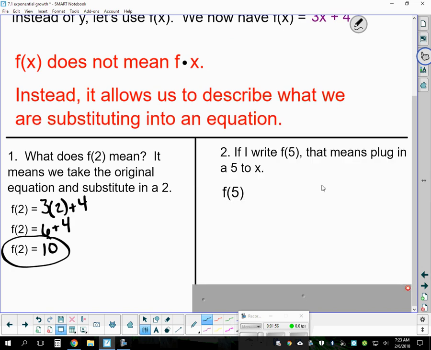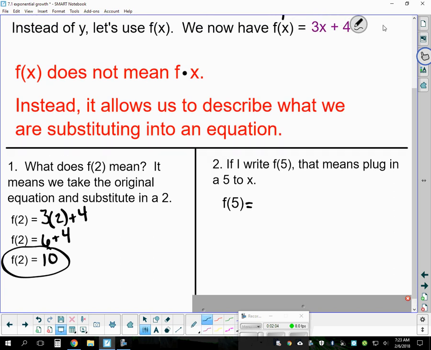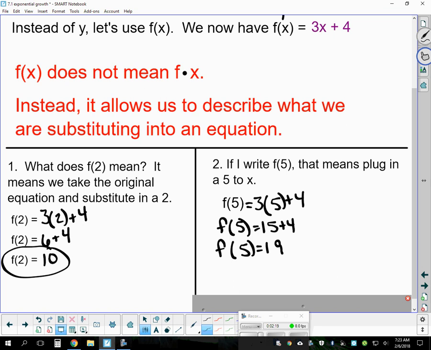If I write f of 5, that means plug in a 5 to the x. So I had my equation, my function 3x plus 4, but I'm going to plug a 5 in for my x. So f of 5 equals 15 plus 4, and then f of 5 equals 19. Okay, so just a reminder on function notation and what it is. It's just kind of a fancy notation for substitution.